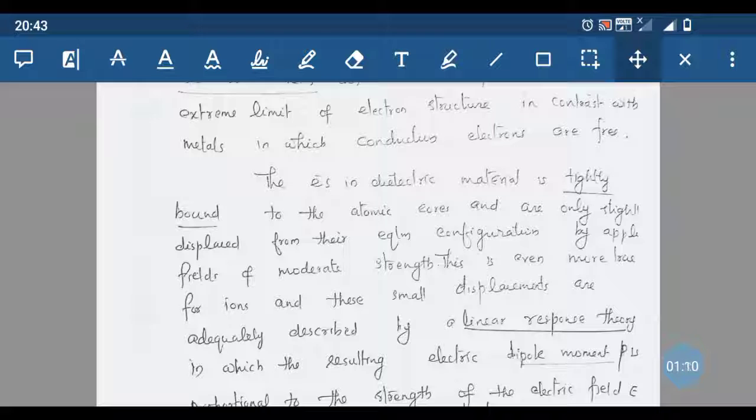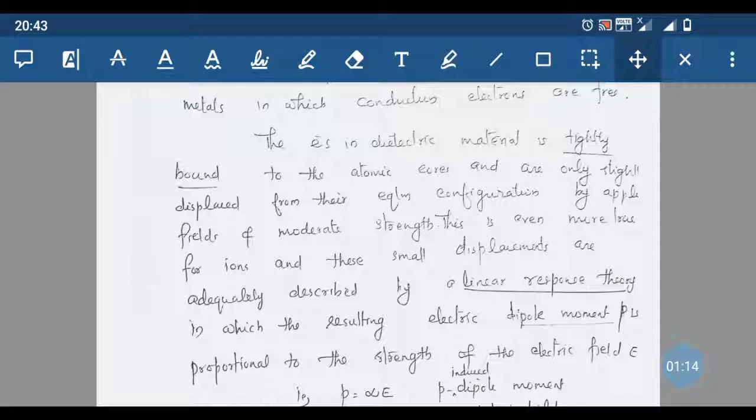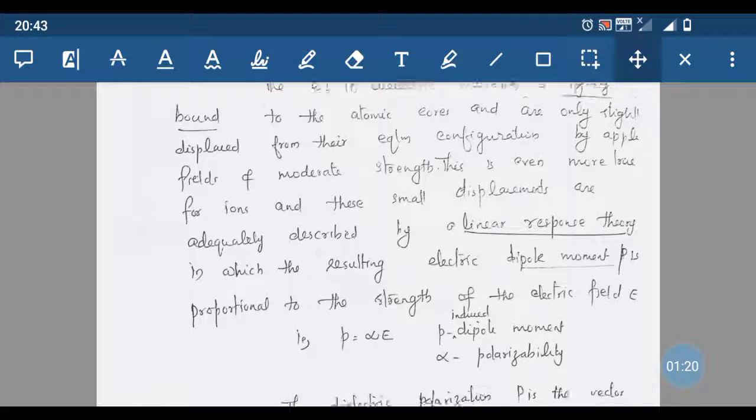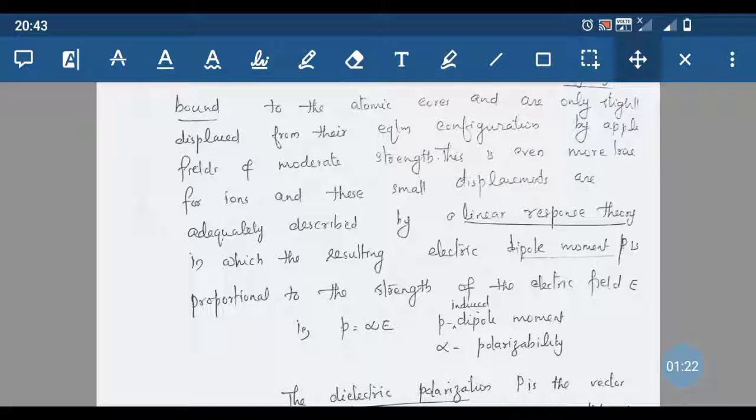This is even more true for ions, and these small displacements are adequately described by a linear response theory in which the resulting electric dipole moment P is proportional to the strength of the electric field E. So that is something you have already studied: when a dielectric is placed in the presence of an external electric field, this substance gets polarized.